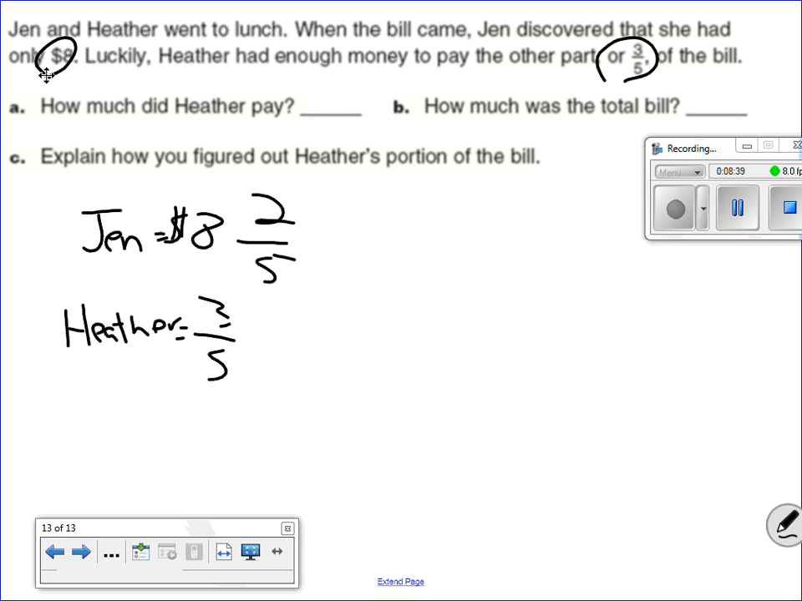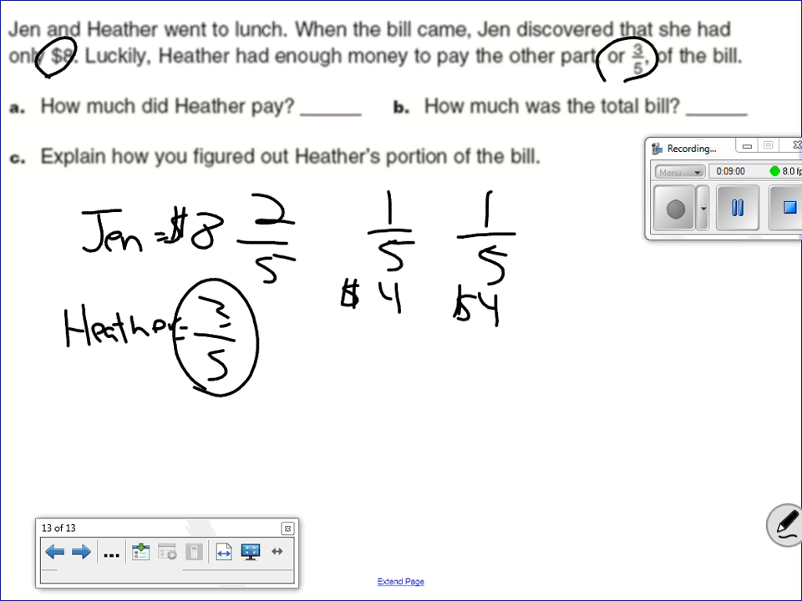Well, if 2/5, that means we have 1/5 and we have 1/5, right? $8, we're gonna have to divide that by 2. So $4, right? How much did Heather pay? How much was the total bill? Well, let's take a look here. If 1/5 is $4, what would 3/5 have to be? Okay, 3/5 would have to be 4 times 3, which would be $12. Heather paid $12. Total bill would be 8 plus 12, which would be $20.